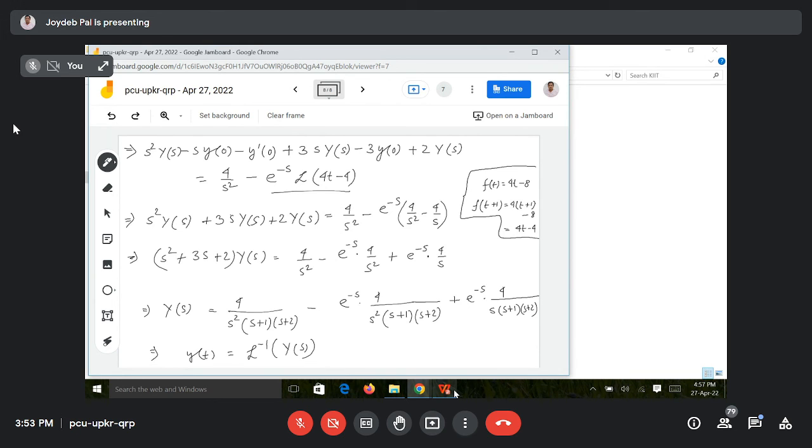Look, the first term contains 4 by s squared into (s plus 1) into (s plus 2). In the second term, it is just multiplied with e to the power minus s. In the third term, e to the power minus s into 4 divided by s into (s plus 1) into (s plus 2). So it is actually a chain, a sequence. You have to manipulate it so that in a single way I can find the Laplace inverse of all these three. You tell me, in which way will I find this? Can you tell me? Anyone?